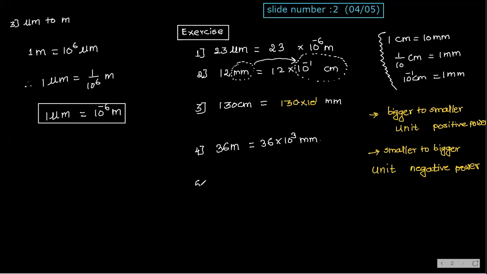But how to convert kilometer to meter? Do you know? 1 kilometer is equal to how many meters? 1 kilometer is equal to 1000 meters. And therefore 76 kilometer is equal to 76 into 10 to the power 3 meters. Always keep it in mind: in terms of 10 to the power only, you have to keep.